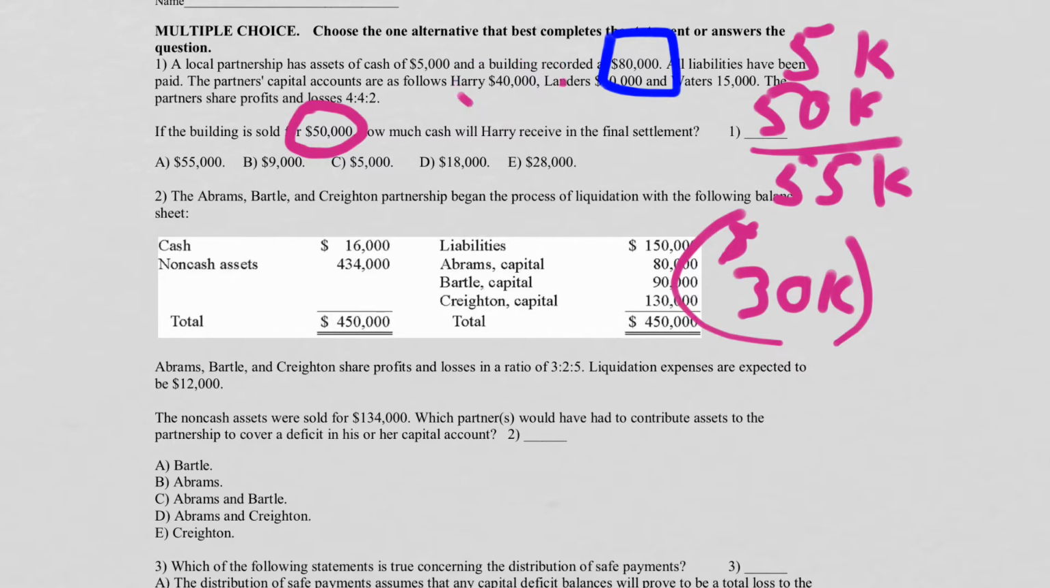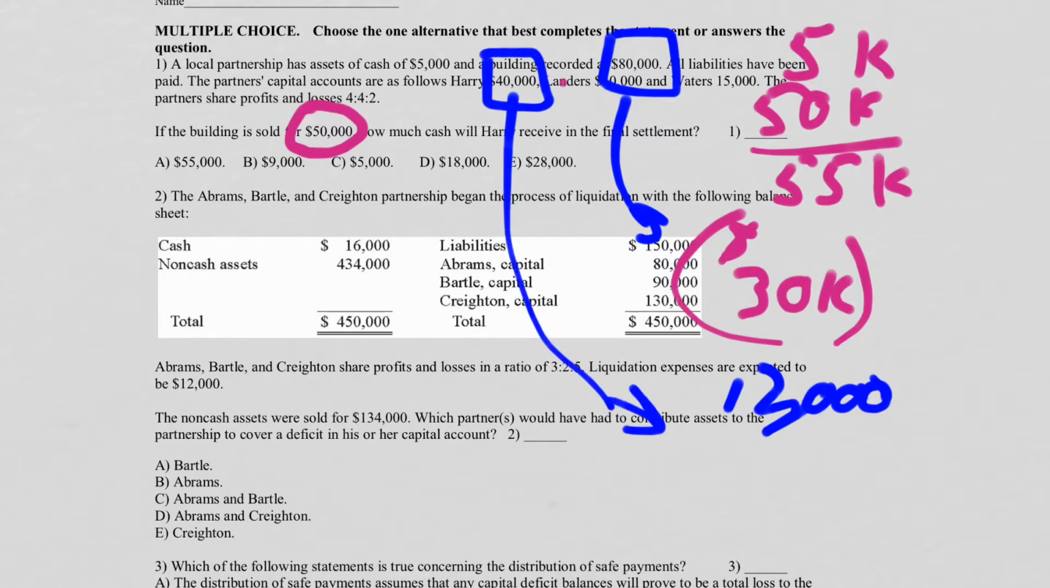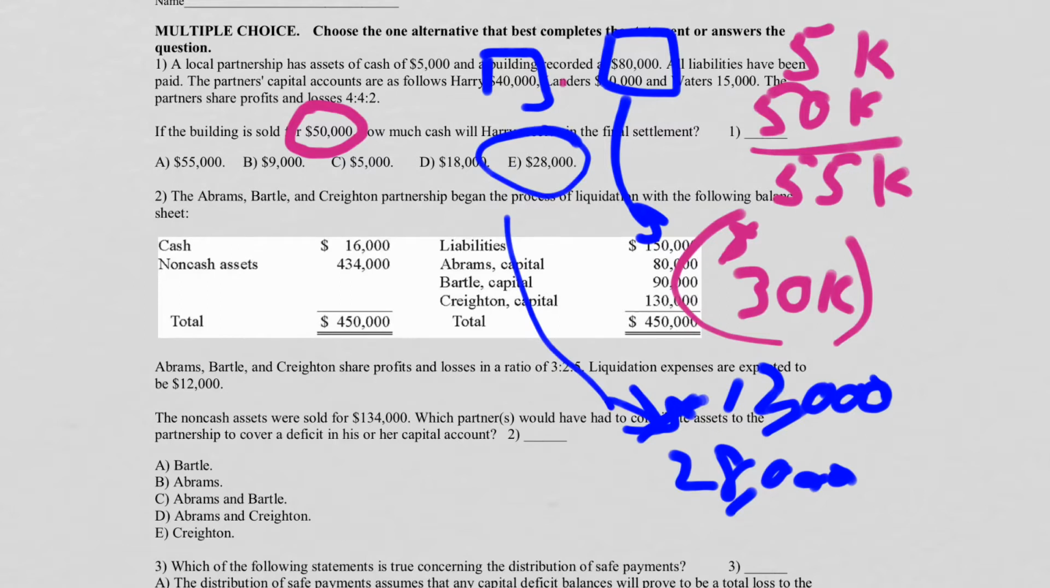If you're not sure, just read it. It was 80 on the books. Sold it for 50. It's a $30,000 loss. His percentage is 40% of the loss, so that is 12,000. So his capital account goes from 40 down to 28. He'll be entitled to that amount of the cash, and that's the answer. Answer E. He gets $28,000, his capital account.